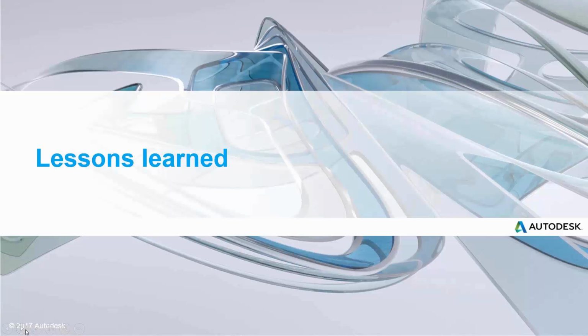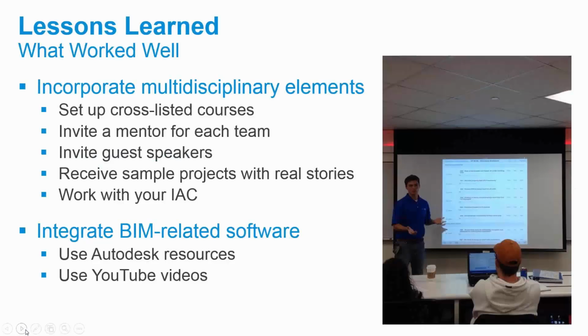So as a wrap-up, I'm going to give you a few points of lessons learned. So overall, what worked well is incorporating multidisciplinary elements. You can do this in many different ways, by setting up cross-listed courses to bring in students from different majors, such as mechanical engineering or electrical engineering, so that those students are also interested in the building industry as well.